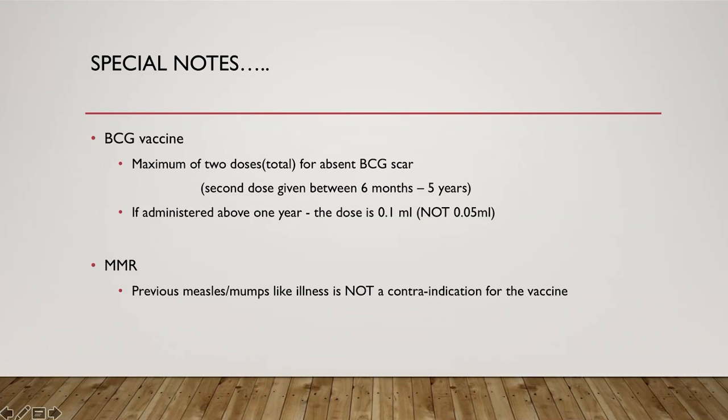MMR: previous measles or mumps-like illness is not a contraindication for the vaccine. Now, this is a very common situation. Some children develop measles-like illnesses before the vaccine, and there is a lot of confusion whether or not to give the vaccine. But previous illnesses which look like measles or mumps are not a contraindication for the vaccine. You have to complete the vaccination program.